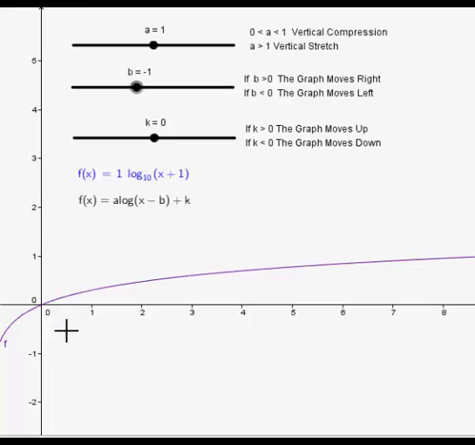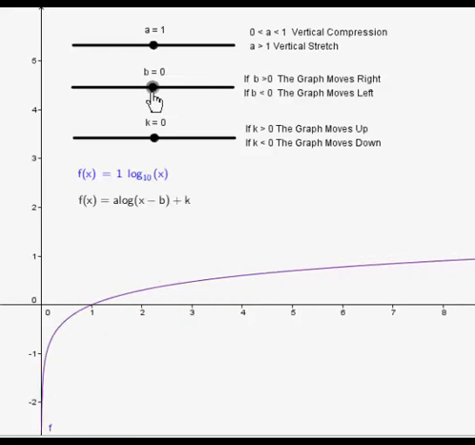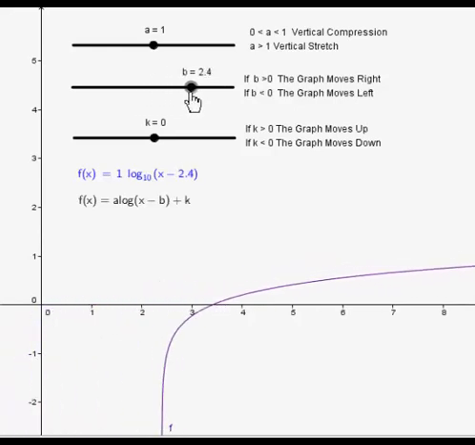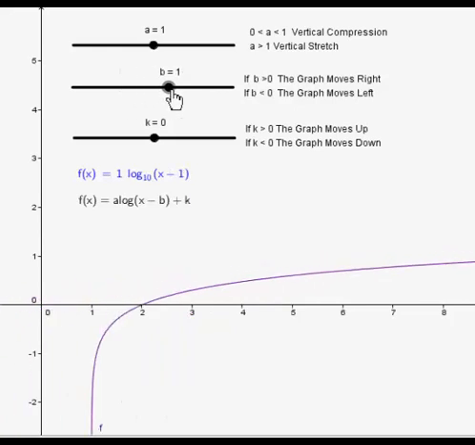Notice that this changed the horizontal intercept. So as I change b to the right and to the left, you can see the graph sliding left and right, which changes the domain of the logarithm, the horizontal intercept, and the vertical asymptote.